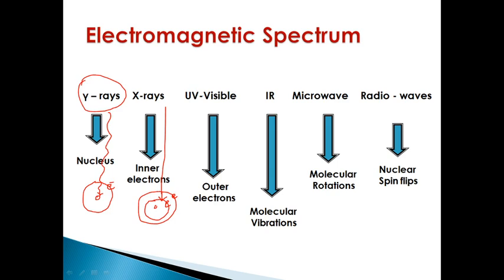So the UV visible region is two regions combined here, the UV region and the visible region. Both regions are studied together in this case. When UV visible radiation interacts with an atom, which has a nucleus, inner electrons and outer electrons, it is somewhat less energetic compared to X-rays.